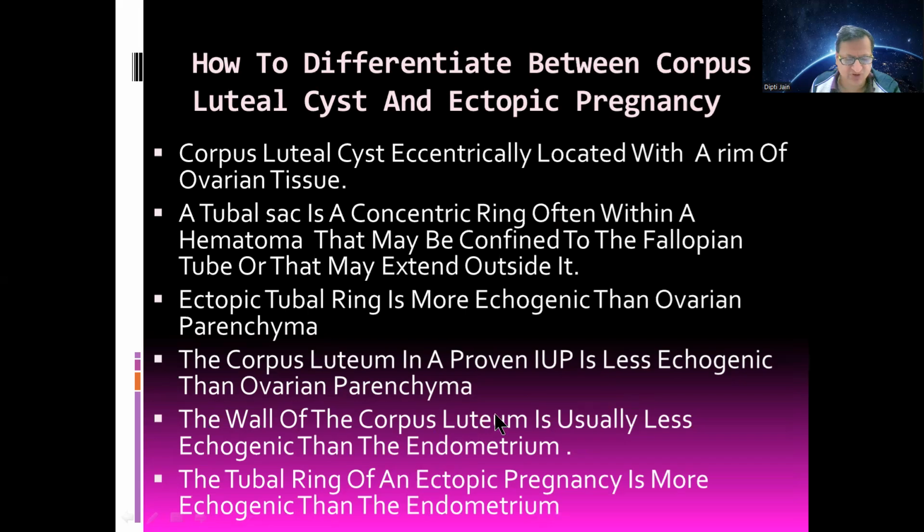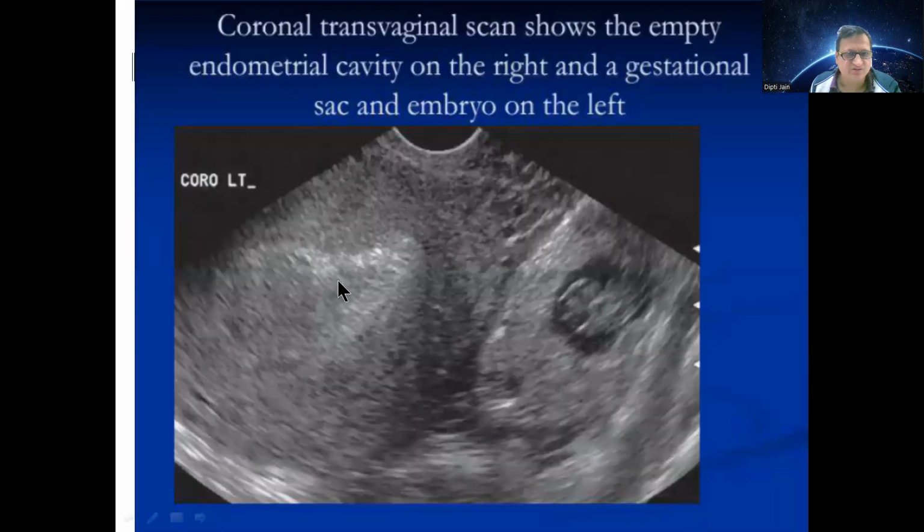So the rule of thumb is that in ectopic pregnancy the tubal rim is more echogenic than that of the endometrium, and than that of the ovarian parenchyma. This is the coronal transvaginal scan, which shows the empty endometrial cavity. This is the empty endometrial cavity, and there is a gestational sac and the embryo on this side.